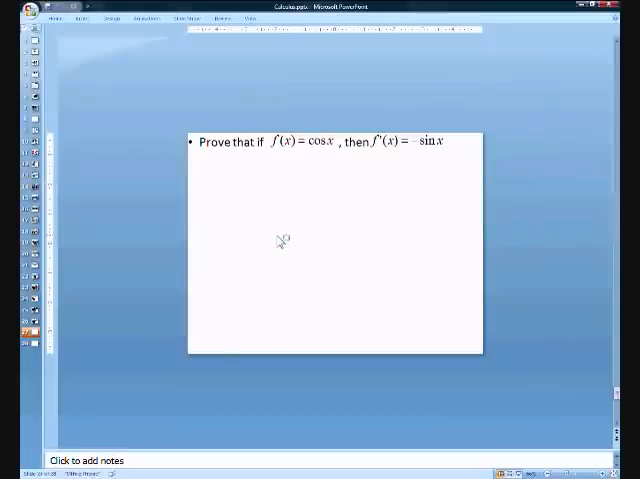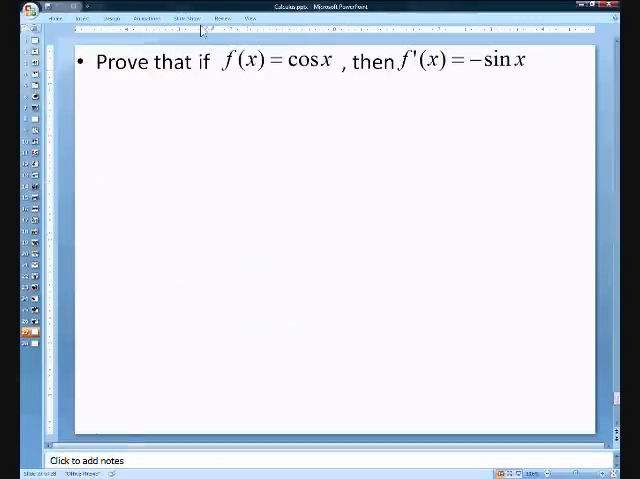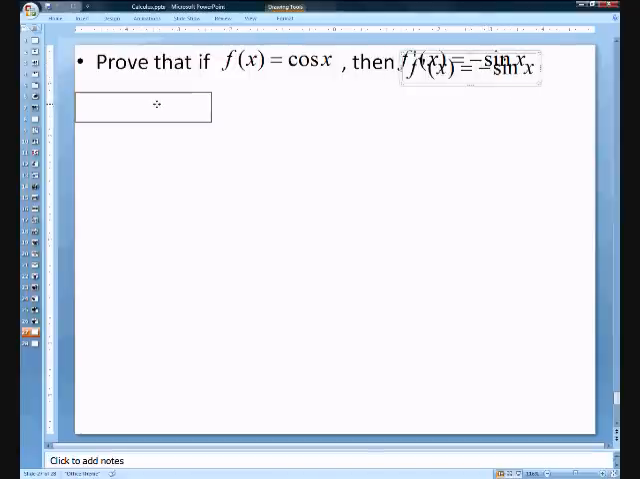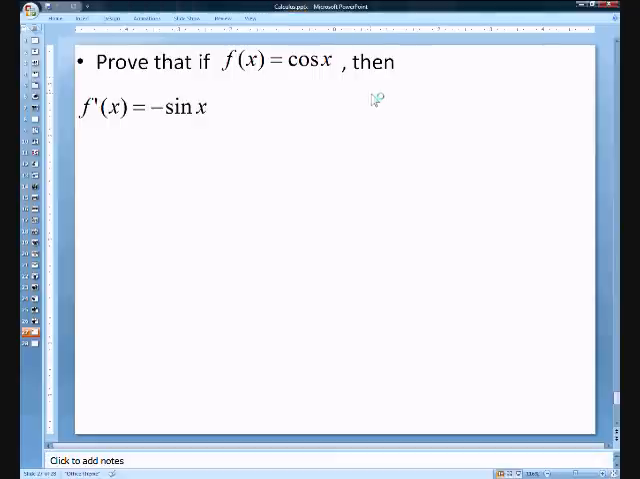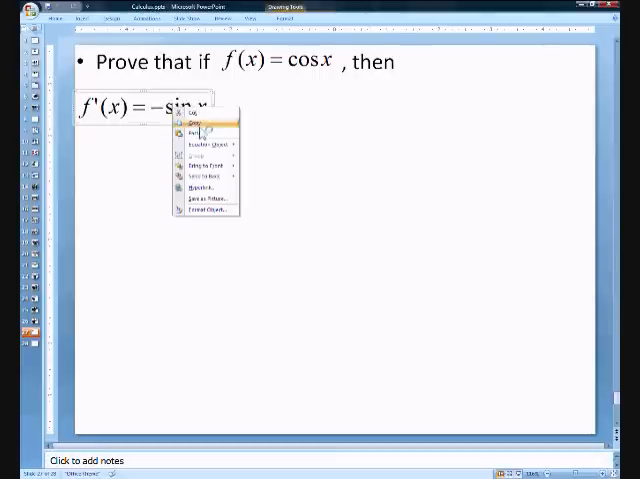Okay, now we're finally up to the homework problem. So here's the first one that was given to us. Prove that if the function f(x) equals cosine x, then f prime of x is equal to negative sine of x. So this is really an insignificant thing to do, to give us the answer, but it's just an indicator that he wants us to show our work.